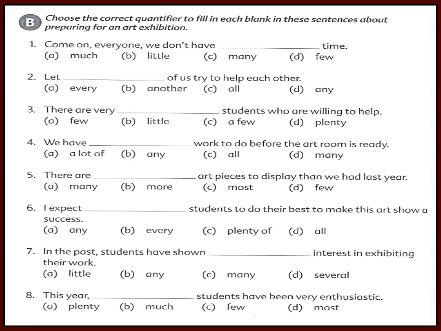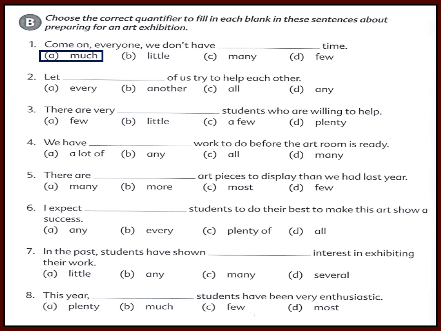We don't have many and few time. I don't think this is correct, because we use many and few with count nouns. Time we cannot count. So what could be the answer? A is correct, because time is non-count. That's why we will use much. So the sentence I am repeating: come on everyone, we don't have much time, right? If you want to say the same sentence, you will deliver it like that: we don't have much time, right?